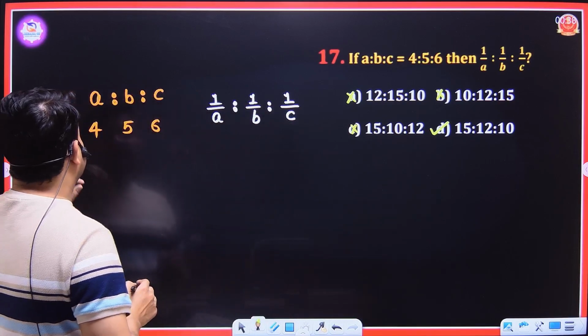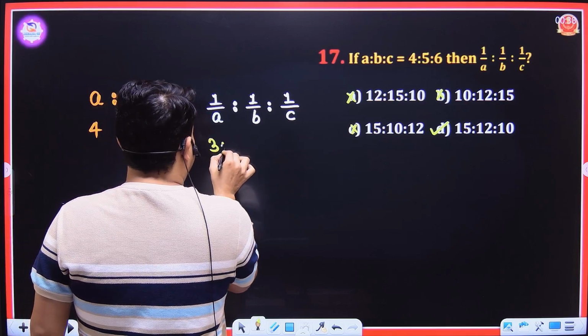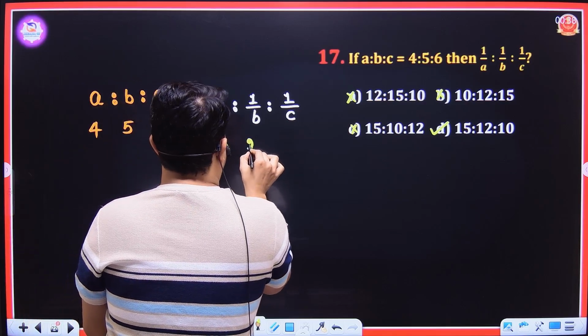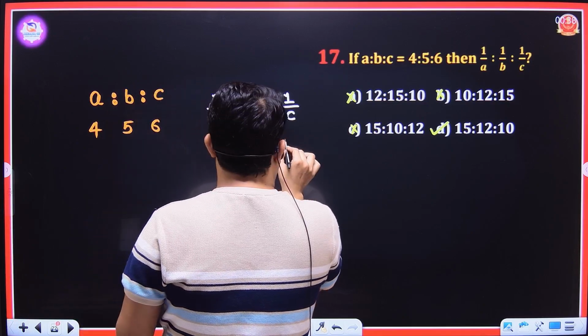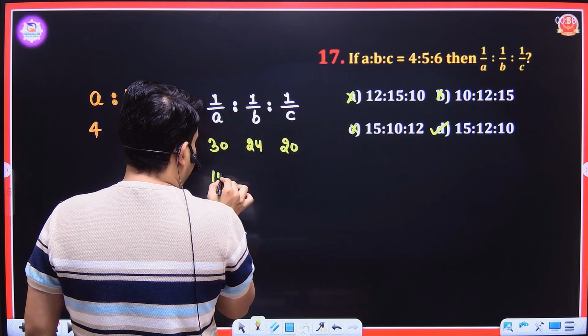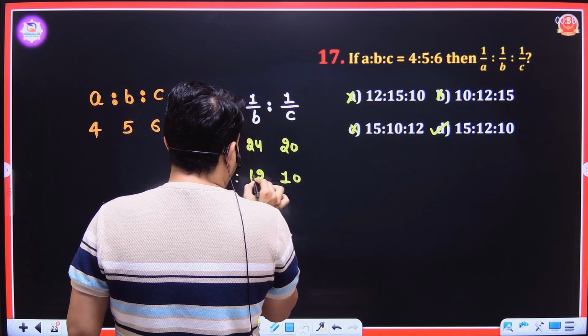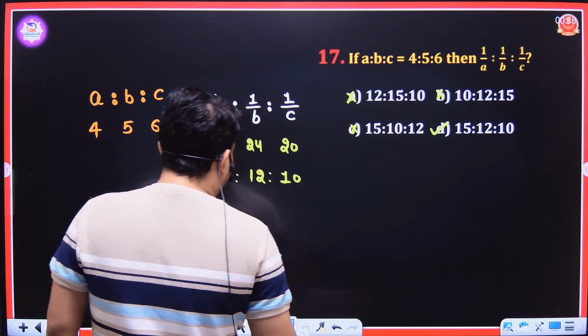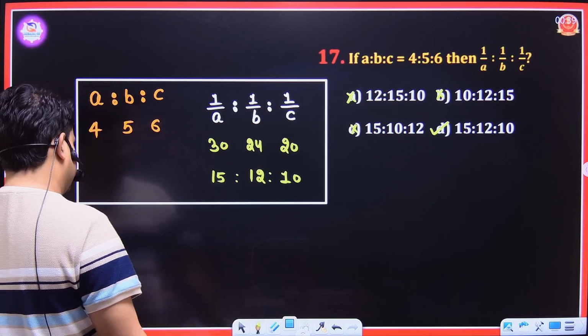If we want to write the reciprocal of A, we will hide it. 6 times 5 is 30. Then what we have? We have 6 times 4 is 24. Then 5 times 4 is 20. I will cut them by 2. Then we have 15 here, 12 here, and 10 here. I think all of you are aware of all these types of ratios.